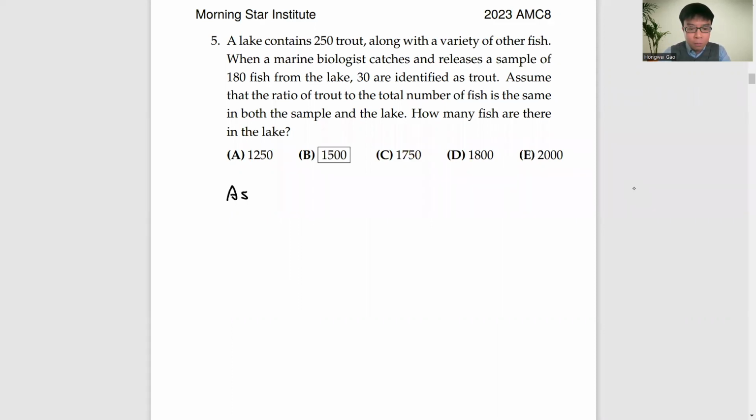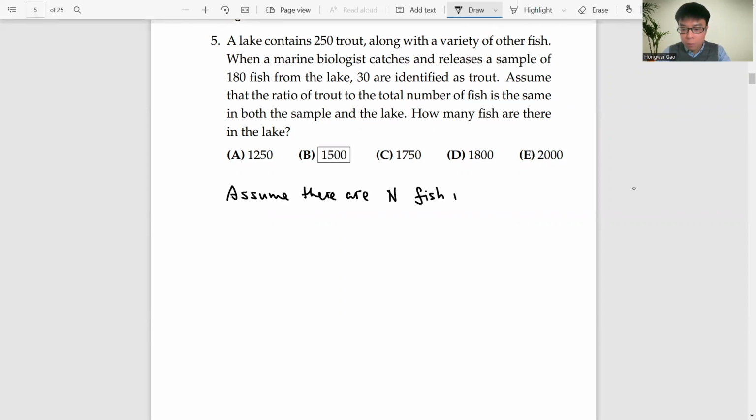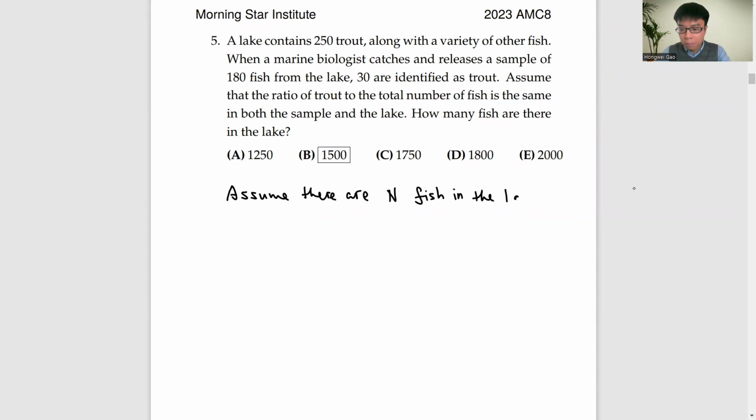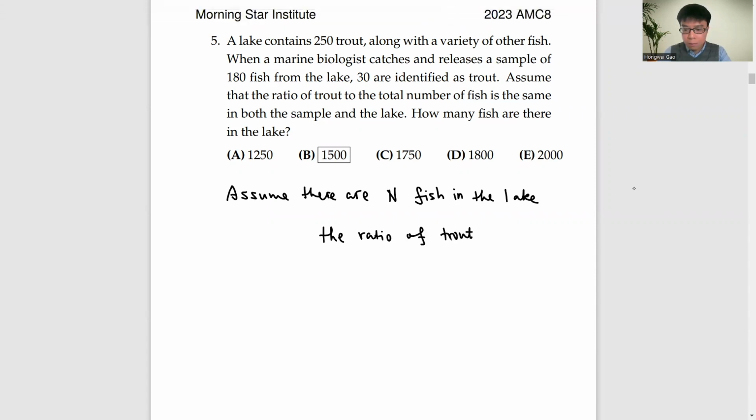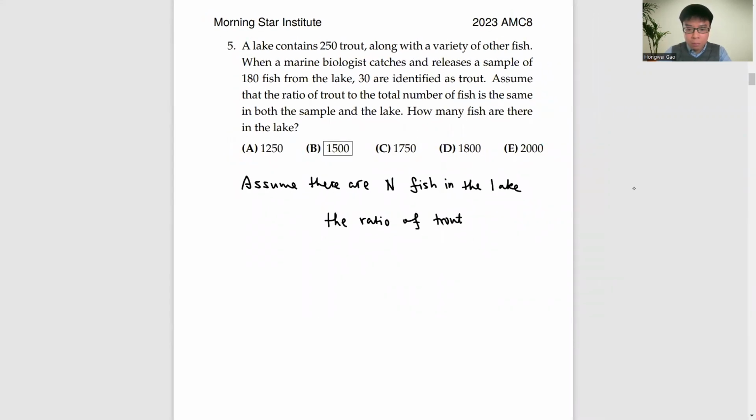Let's assume there are n fish in the lake. We are going to set up an equation to solve for n based on the fact that the ratio of trout is the same in 2 scenarios. One, in the sample.